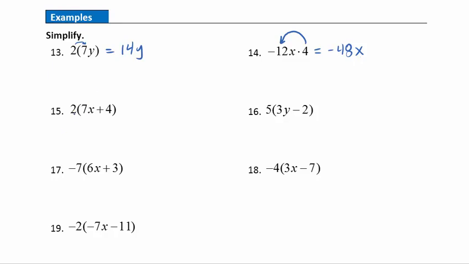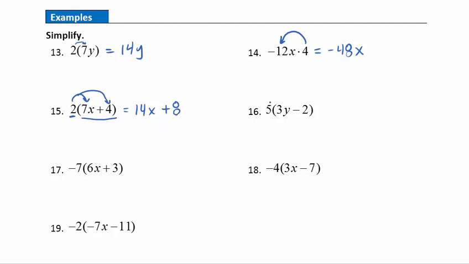Question 15. This factor 2 is multiplying everything in this grouping, so we need the distributive property to simplify this expression. So first thing I'll do is I'll take 2 times 7x. Well, 2 times 7x is going to give us 14x. Then I'll take 2 times positive 4, which will give us positive or plus 8. One thing to notice about the distributive property here, I started with 2 terms in the parentheses, and notice I end with 2 terms after I get done distributing.